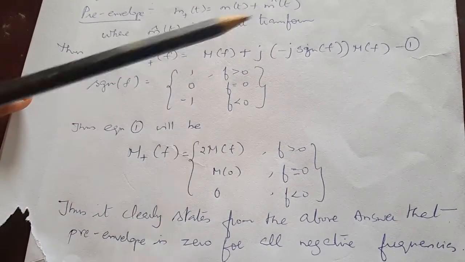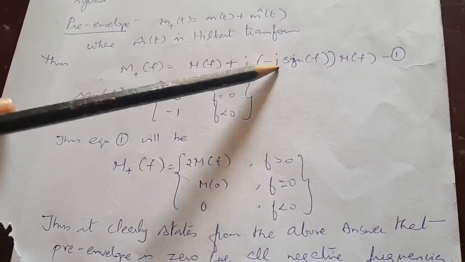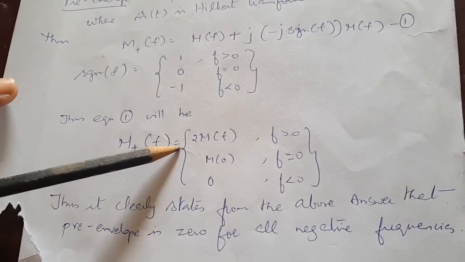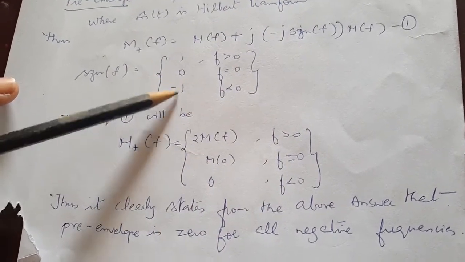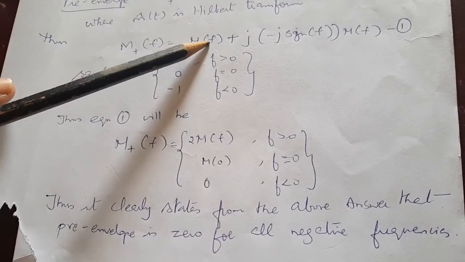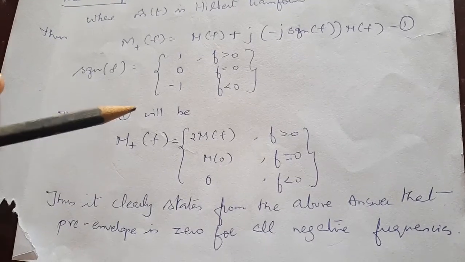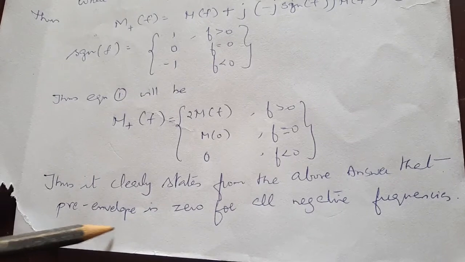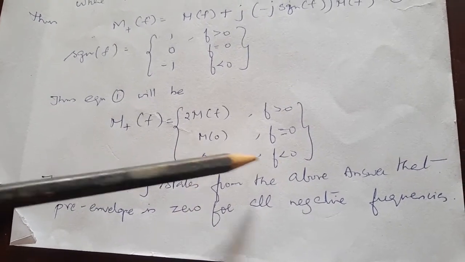Substitute the sigmoidal function in your equation 1. So once I substitute the parameter, if it is positive frequency, it will become 1. Therefore, m of f plus m of f, you will get 2 m of f. Next is 0. Therefore, you will get only m of 0. Next is minus 1. So you will get m of f minus m of f, which is 0. So this is how your magnitude function clearly states, from the above answer, that the pre-envelope value is 0 for all the negative frequencies.